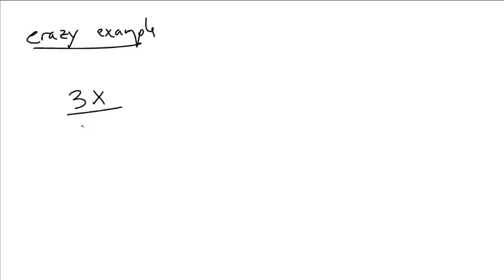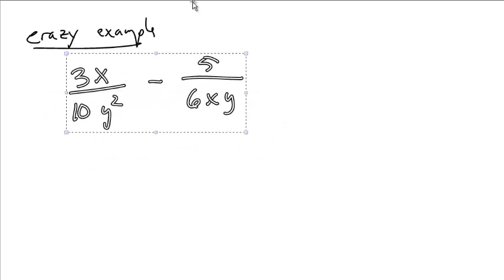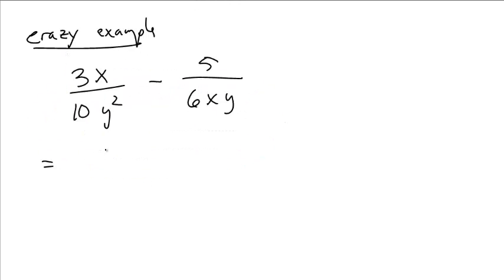One more subtraction example. Let's do something crazy. Crazy example. I have to illustrate that. Let's say we have 3x over 10y squared, and we want to subtract from that 5 over 6xy. Looks like a really, really hard problem, but it doesn't have to be. What have we got? Factor everything. 3 times x, there's a 3 and an x up top here. Down below, 10 is 2 times 5, and y squared is y times y.